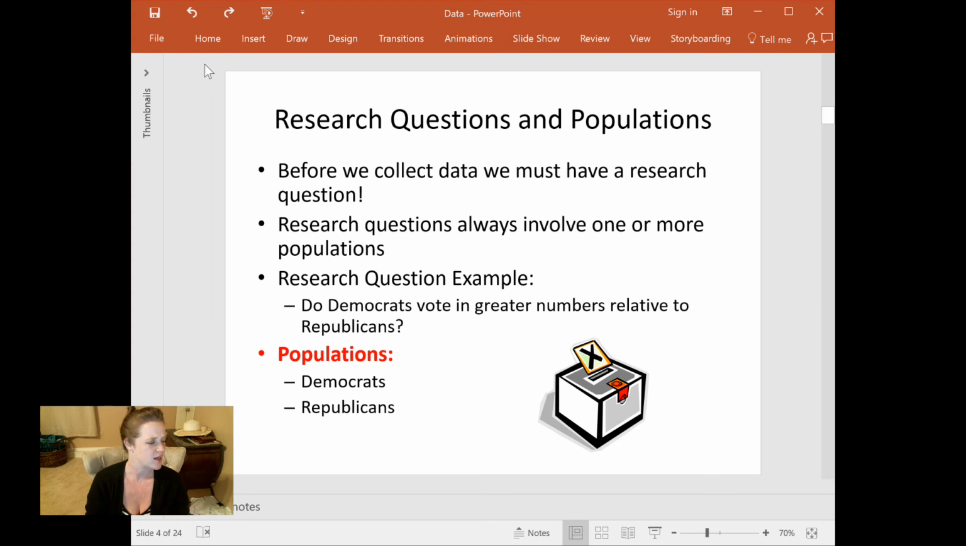What you say to me, Dr. Jenny, Dr. Moses, you can't gather information from all the Democrats and all the Republicans. They're not going to answer your question. They're not all going to answer your questions. Maybe some of them will, but certainly not all of them. And you're right. But that doesn't change the fact that all research questions, all of them, are always about an entire population of people that you're trying to make a decision about. So when I ask the question, do Democrats vote in greater numbers relative to Republicans? I'm in fact interested in all Democrats and all Republicans as populations.